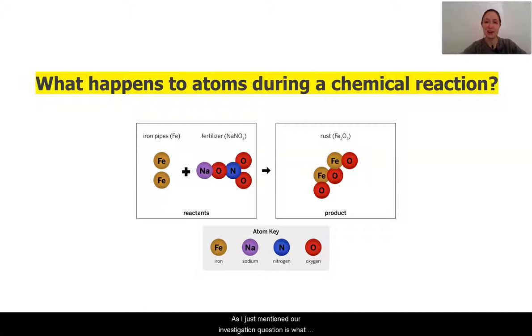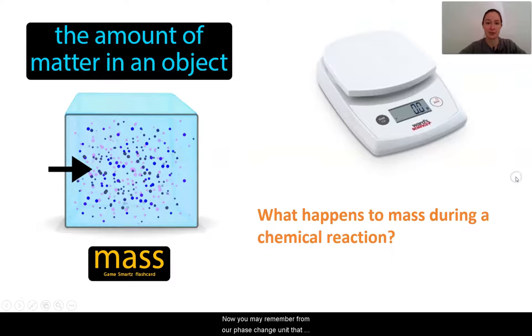As I just mentioned, our investigation question is, what happens to atoms during a chemical reaction? Now, you may remember from our phase change unit that we call the amount of matter in an object its mass. We can take measurements at the macroscopic scale of how much matter, or atoms and molecules, are in a substance by finding out the mass of the substance. Remember, we can use something called a scale to do this.